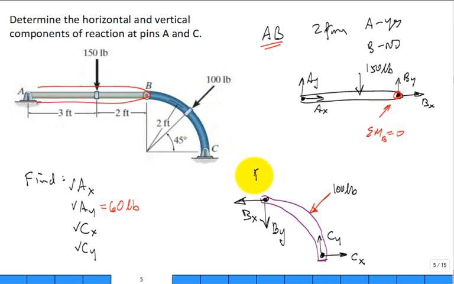But if you look at member BC, if you do the sum of the forces in the Y equal to zero, you get an equation for what CY has to be. CY is equal to BY, because that's down, I put it on the other side of the equal sign, plus 100-pound force times the sine of 45 degrees. Sorry about that, 45 degrees. But I look at this, I just don't know what BY is, do I? You can figure it out. How did you figure out what BY was?